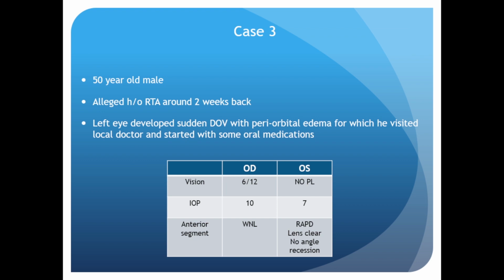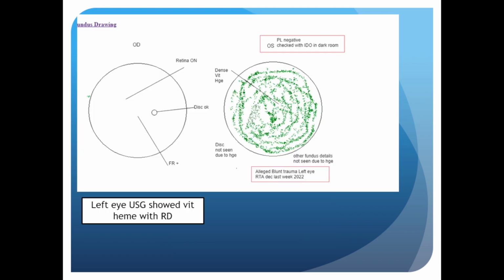Moving to the third case, he was a 50-year-old male with an alleged history of RTA 2 weeks back. The left eye developed sudden diminution of vision with periorbital edema, for which he visited a local doctor and was started on some oral medications. Right eye had a vision of 6/12. Left eye had no PL, IOP of 7. RAPD was present. Lens was clear, and there was no angle recession seen in this particular patient.